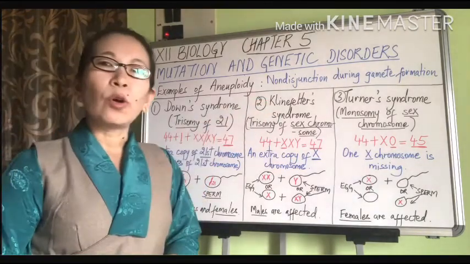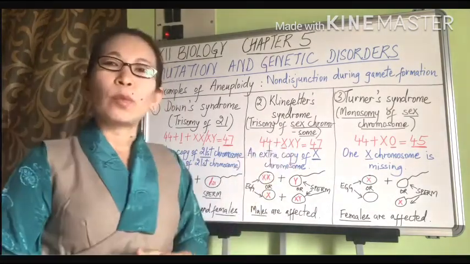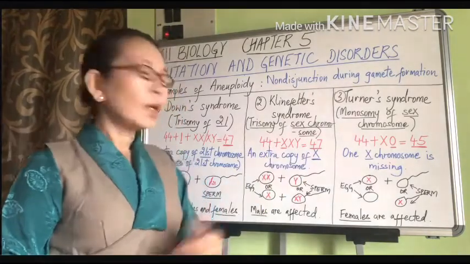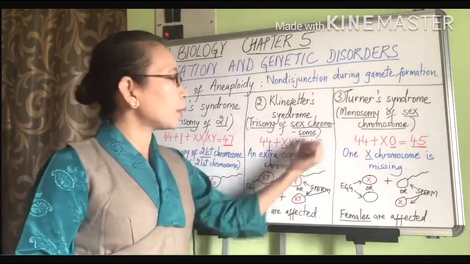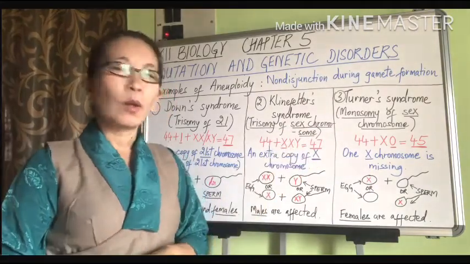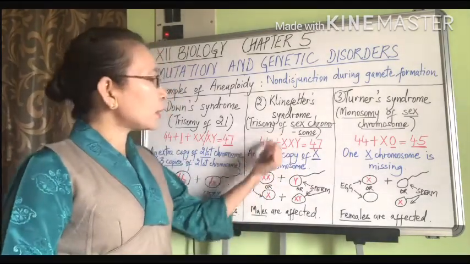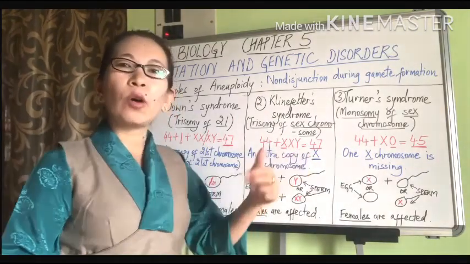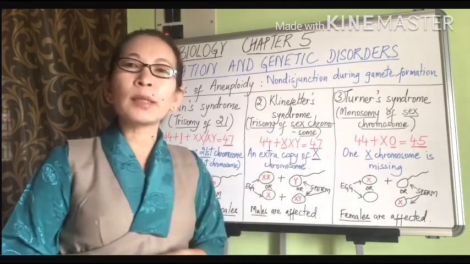In Klinefelter syndrome, as we know, they have an extra X chromosome. So their genotype is 44 plus XXY. So this extra copy of the X chromosome has resulted in the trisomy of sex chromosome. So they have 3 sex chromosomes, where the extra sex chromosome is the X chromosome here. And Klinefelters are always going to be affected in the males. Okay, so it's a genetic disorder of the males, where they have an extra copy of the X chromosome.